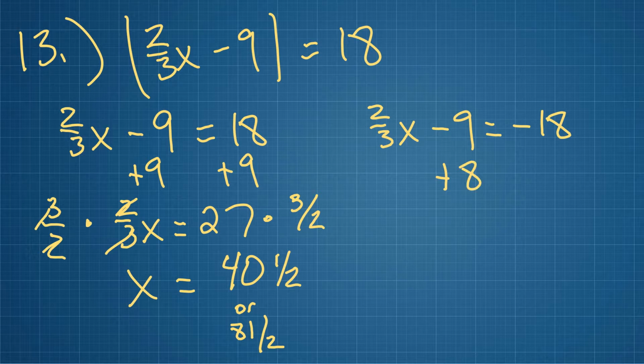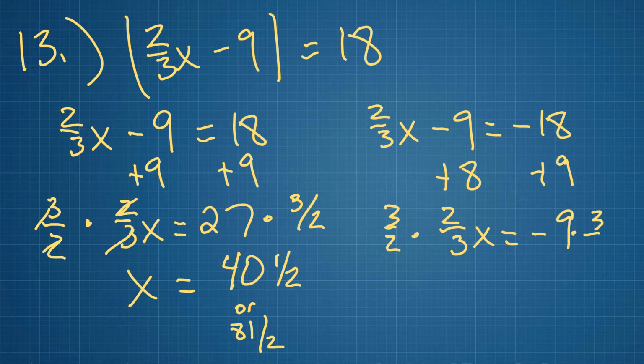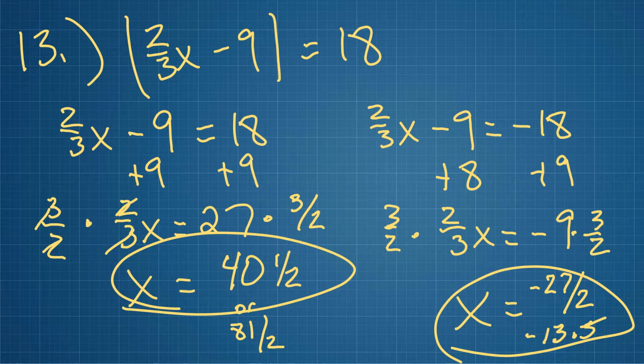Now I'm going to do the same thing again. I'm going to add 9 to both sides. I get 2/3 x equals negative 9. Multiply both sides by 3 halves. So I get x equals negative 27 over 2, which most of you will put negative 13.5. And that's okay as well. Okay? So there's one answer. There's another answer. That's it for 13.